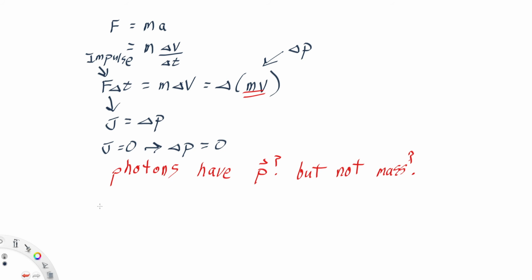So last class, we talked about the relativistic energy of a particle, right? So I'm going to use a different color. The full relativistic energy of a particle squared is equal to p squared c squared plus m squared c to the fourth. Does that look familiar?